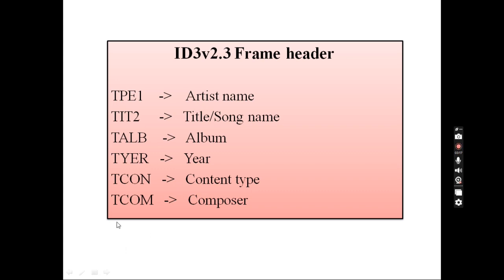So this all represents the tag. Under this tag we will be having some details: TPE1 will represent the artist name, TIT2 will represent the song name, TALB will represent the album, TYER will represent the year, TCON will represent the content type, and TCOM will represent the composer.